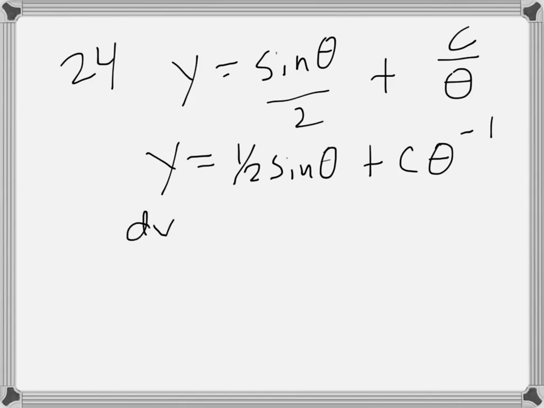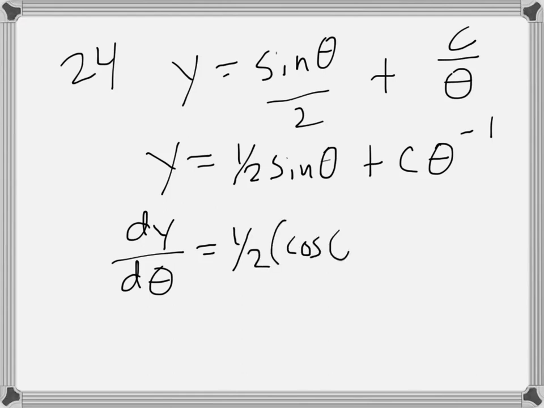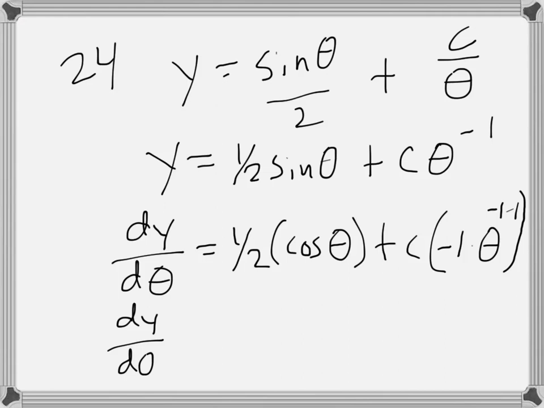So I'm going to write dy d theta because theta is the independent variable, and I leave the 1/2, and the derivative of sine is cosine theta. And now c is a constant, and I use the power rule on theta to the minus 1. And it works just the same way for negative exponents. It's minus 1 times theta to the minus 1 minus 1. I lower the power by 1. So to simplify that, I have 1/2 cosine theta minus c theta to the minus 2.